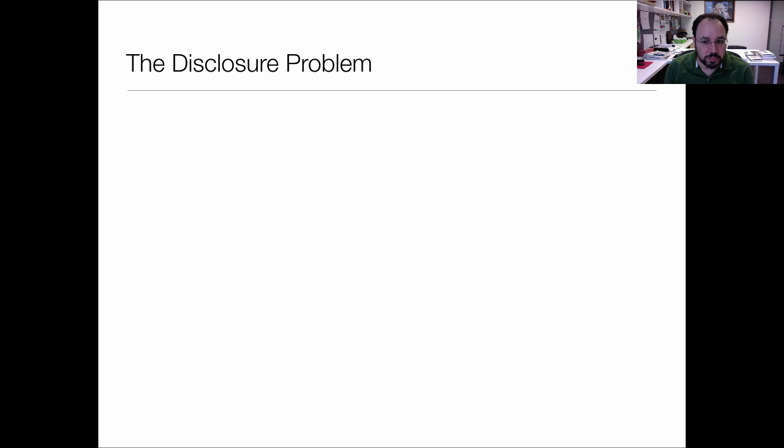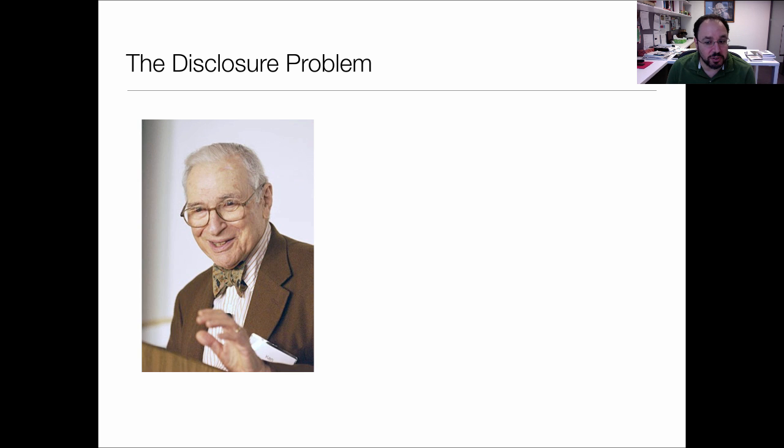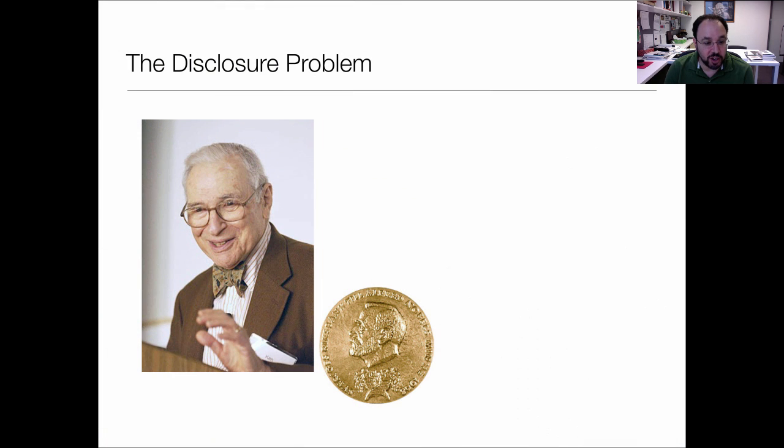The disclosure problem is one of the chief barriers facing people who are trying to sell an idea in an ideas market. It was first stated by this man, Ken Arrow, who won a Nobel Prize for economics and is regarded as one of the world's most famous and influential economists of the last half of the 20th century. And the way he stated this problem is thus.